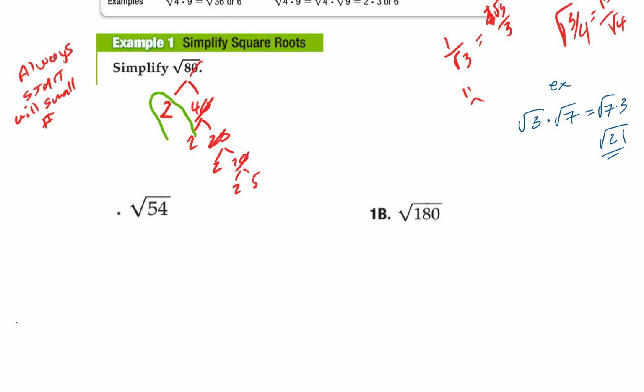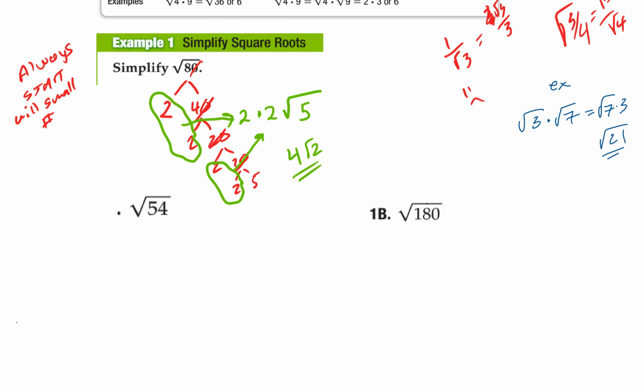Here's a pair, and here's a pair. Pairs come out. What I mean by that is you have a radical. That 5 had no dance partner, so it stays in here. That pair came out and made a 2. This pair came out and made a 2. What happens with these? They get multiplied. You always multiply the numbers outside, so you get 4 rad 5. And that's how you break down rad 80.